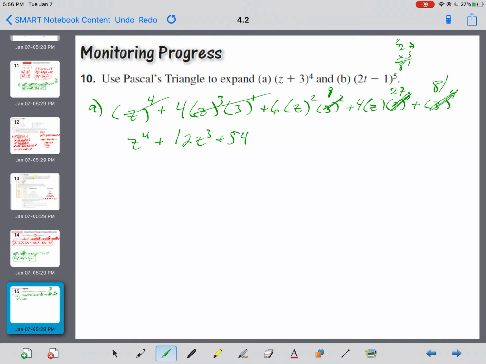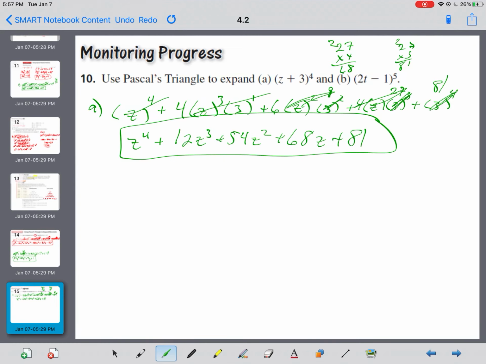9 times 6 is 54z squared. 27 times 4 is 108z plus 81.